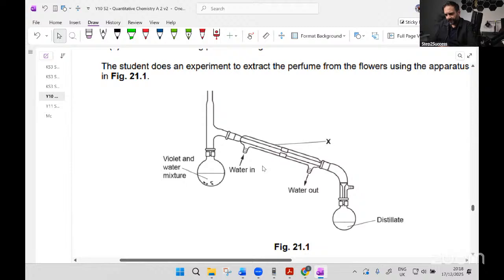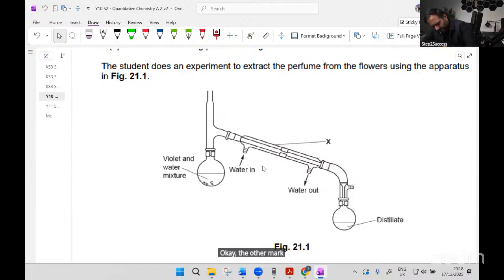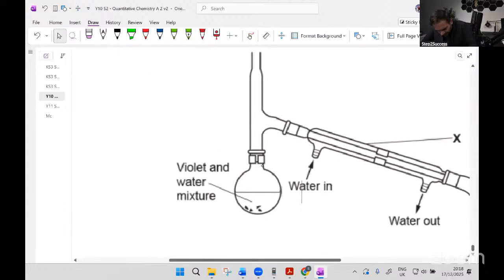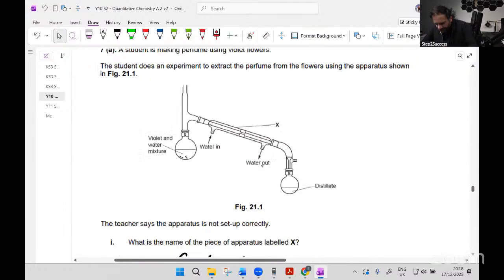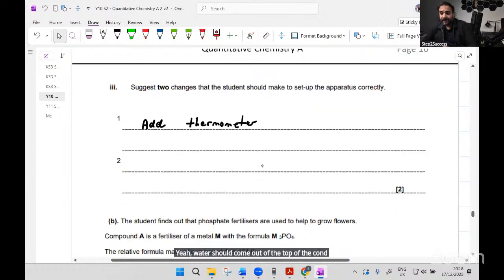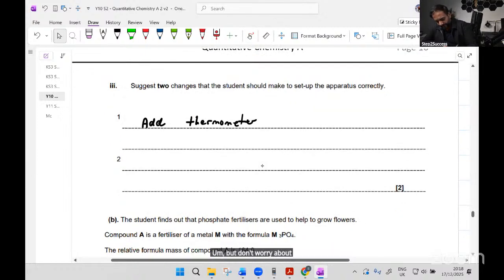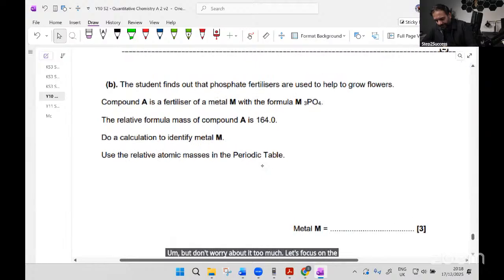I'm trying to see which one I should tell you. Okay, the other mark for this, which doesn't quite make sense, is that the water needs to come out at the top of the condenser. So like there. Not sure how you would know that really. Yeah, water should come out at the top of the condenser. That's what it says. But don't worry about it too much. Let's focus on the calculation here.